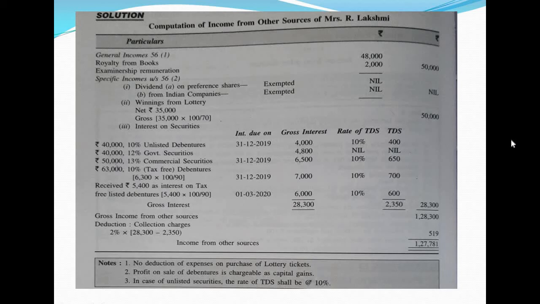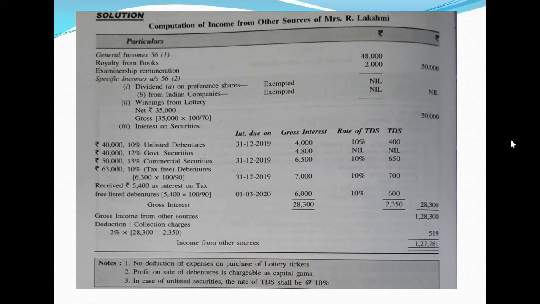Now let us look at the first investment, that is rupees 40,000, 10% unlisted debenture. We know there's a TDS of 10%, but since the face value of investment is 40,000 and the rate of interest has been given, to calculate the gross amount there is no need to gross it up. It will be 40,000 into 10%, you'll get 4,000, and the TDS is 10%, so TDS will be 400.